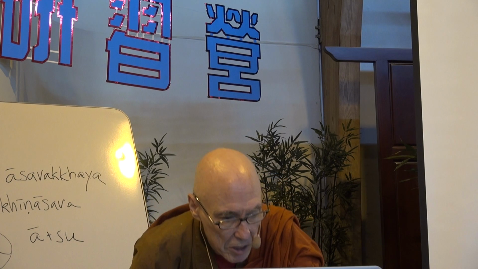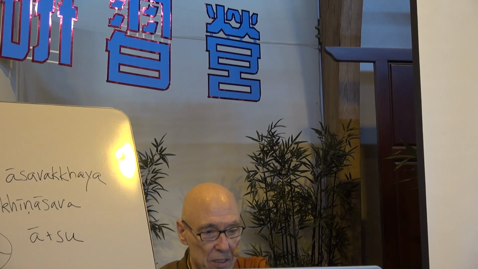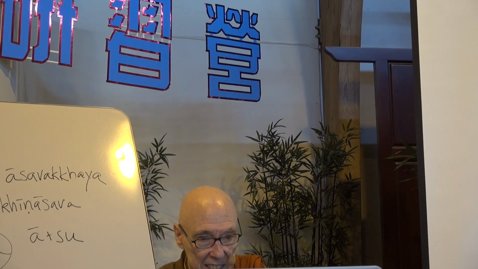Okay, we have the bodily knot of covetousness. This is the way it's defined in the text. The text that I've pasted in here is called the Dhamma Sangani. It's the first book of the Abhidhamma Pitaka, the actual canonical Abhidhamma text. So it defines the bodily knot. It says, what is the bodily knot of covetousness?